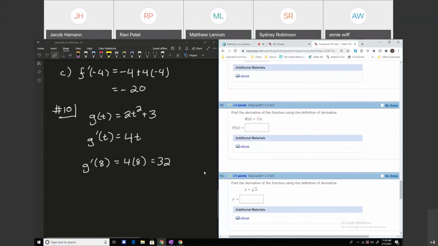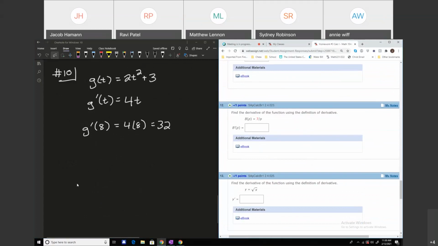Number 12 and 13, we're going to follow the same rules, but we just have to switch to the exponent notation. So we have b of p is 7 divided by p. So we want to rewrite that using the exponent notation. So this would be the same as 7 times p to the negative first. Whenever you want to use that power rule, you have to write the variable and what power it's raised to. You can't have it somewhere else.